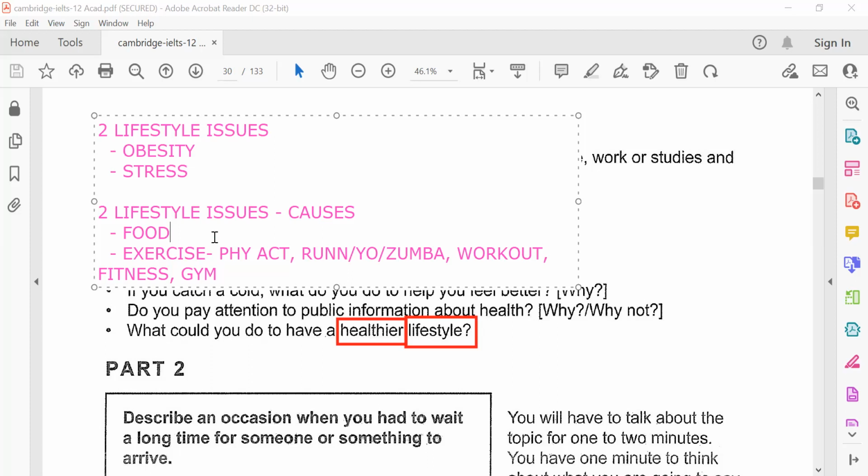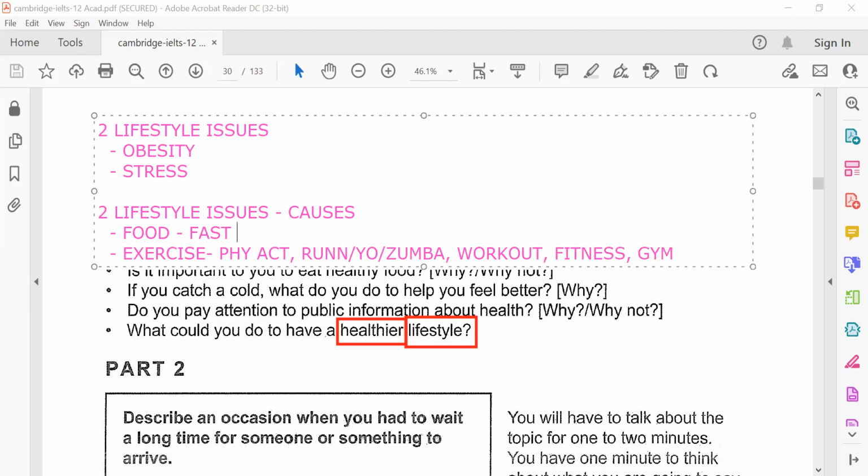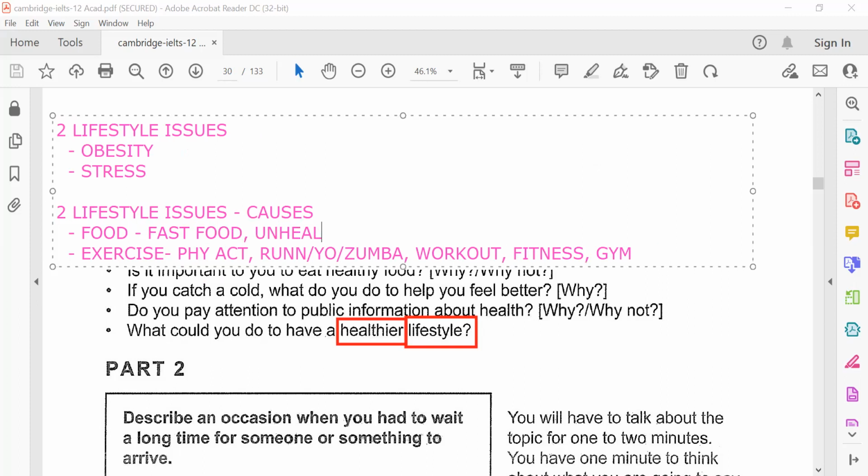Okay, food. Issue, causes. Fast food. Food itself is not the cause, but what kind of food? One is fast food. Don't tell me dosa and all these things, don't name it, don't say burger, pizza. Unhealthy food, junk food, very well. Junk food.